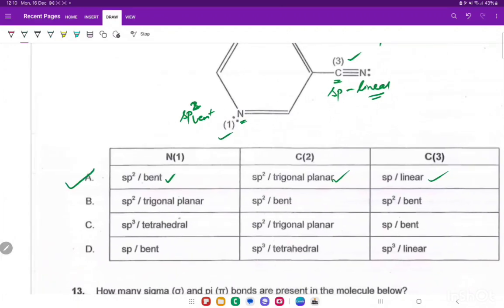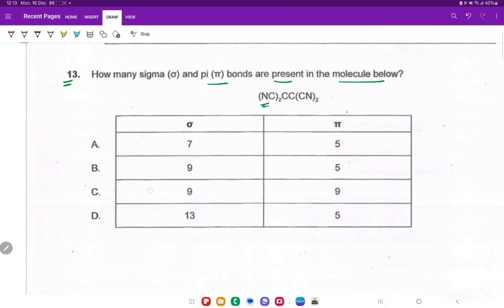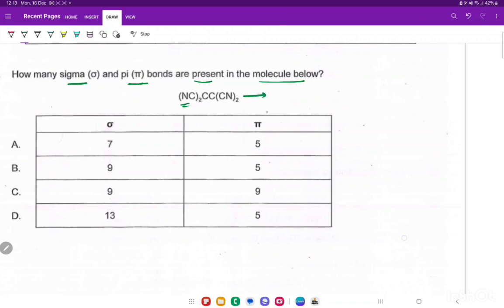It means my answer A is correct. Okay, next question 13. Question 13 says, how many sigma and pi bonds are present in the molecule given below? First we have to draw the structure of this molecule.